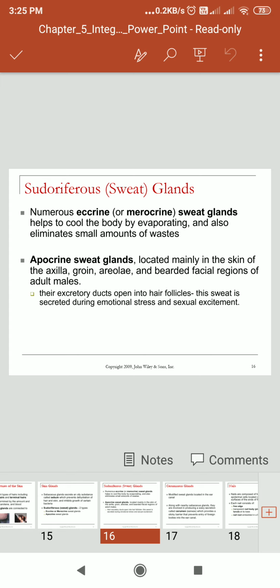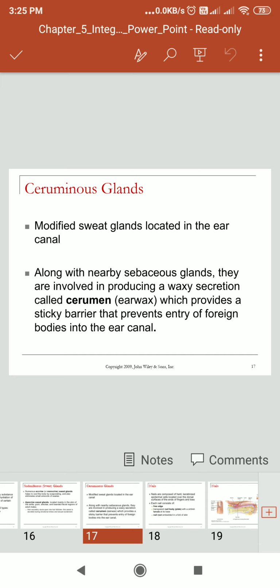Their excretory ducts open into hair follicles, and the sweat is secreted during emotional stress and sexual excitement. The ceruminous glands are modified sweat glands located in the ear canal along with nearby sebaceous glands. They produce a waxy secretion called cerumen, that is ear wax, which provides a sticky barrier that prevents entry of foreign bodies into the ear canal.